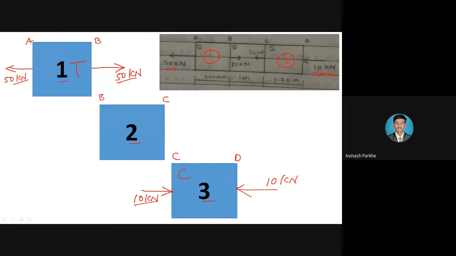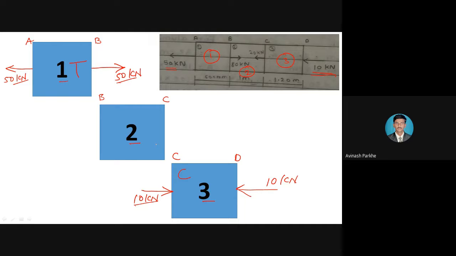Okay, so this is about section 1 and section 3. Now we'll think about section number 2. Okay, section number 2. Now initially what we have to do, whatever the two forces applied on section number 2, please tell me whether section 2 is under tension or compression.